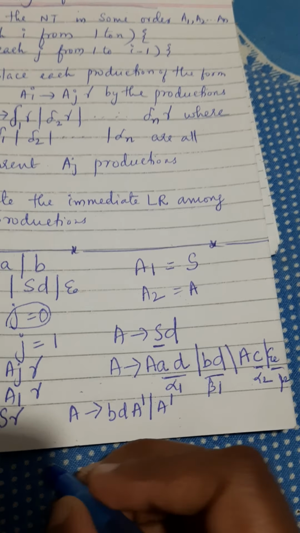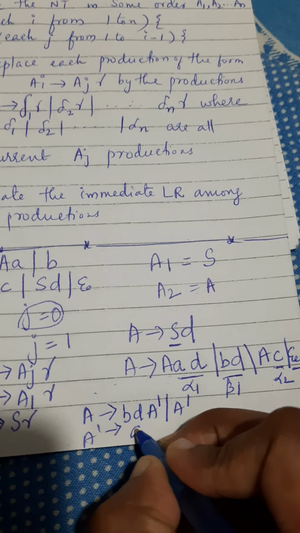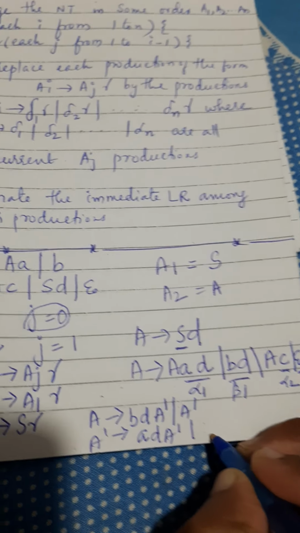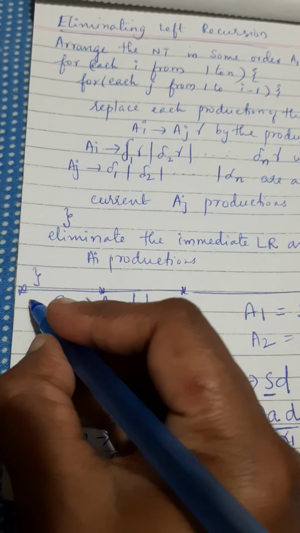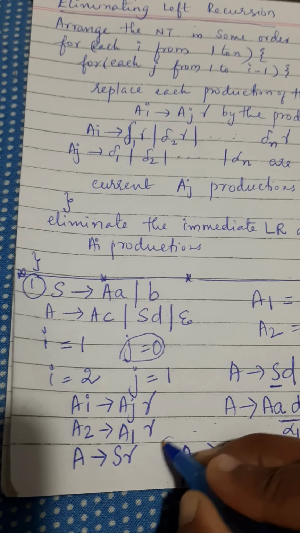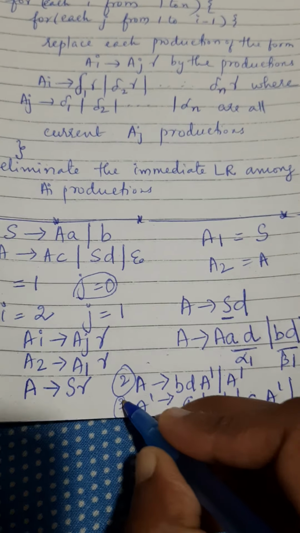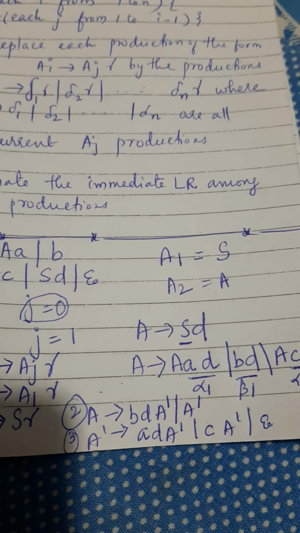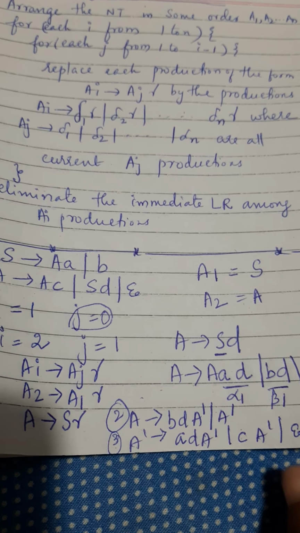What is the definition of A dash? A dash should be alpha followed by A dash. The first alpha is A D followed by A dash, or the second alpha is small c followed by A dash, or epsilon. So your new grammar set contains, there is no change, S derives A or B. Second, A you have replaced: A derives B D A dash or A dash. Third production is A dash derives A D A dash or C A dash or epsilon. So this is what you have got. These three productions you have got after eliminating the left recursion.